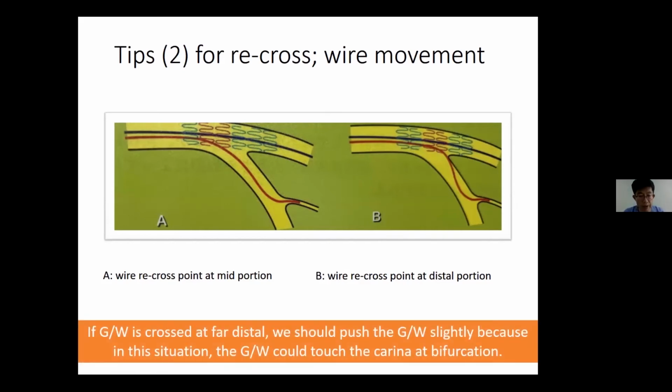If the guide wire is close at the far distal, we should pull the guide wire back slightly, because in this situation the guide wire could touch the carina at the bifurcation. But if the guide wire recross point is at the proximal side, the wire pushes, but the wire doesn't touch the carina. This is a good technique without imaging devices.